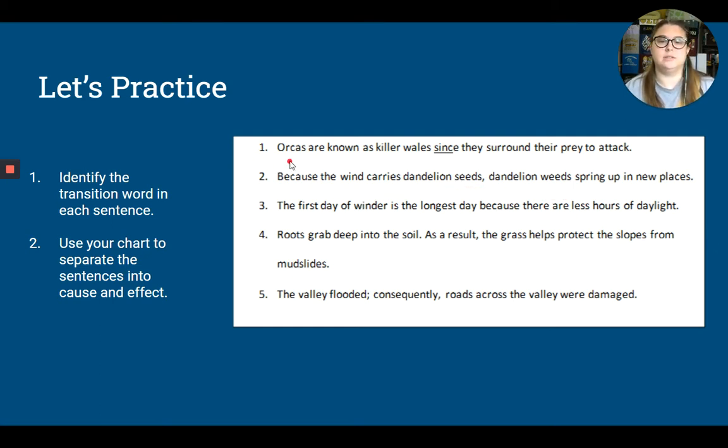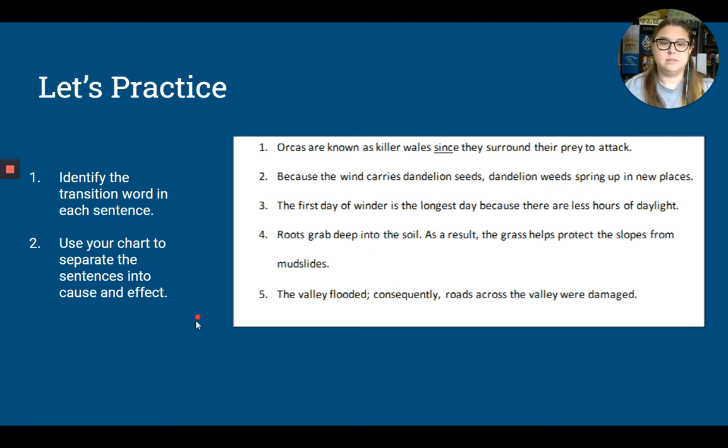So our first sentence reads, orcas are known as killer whales since they surround their prey to attack. So I've already underlined that signal word here, since. That's one of the words that we saw earlier when we are dealing with cause. So what that tells me is that the information that follows should be the cause. And when we think that through, that makes sense. Orcas are known as killer whales. Why are they known as killer whales? Because they surround their prey to attack.